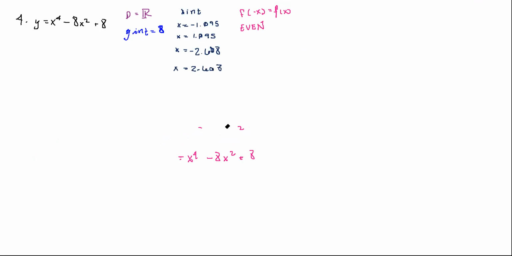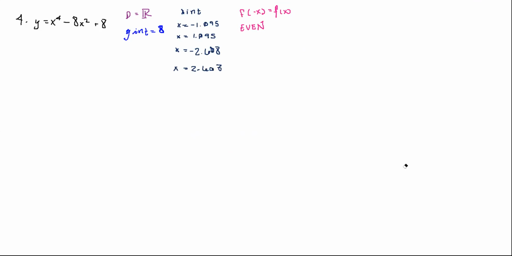Then come asymptotes. Yes, and as Alexander points out in the chat, that means that it is symmetrical around the y-axis, which will become important when we're sketching this thing out. Okay, so then come asymptotes.